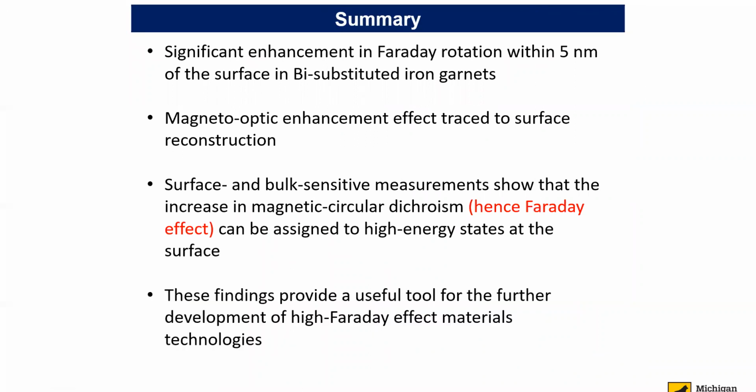So in summary, we have a significant enhancement in Faraday rotation within 5 nanometers of the surface in bismuth substituted iron garnets, a magneto-optic enhanced effect traced to surface reconstruction. Surface and bulk sensitive measurements show that the increase in magnetic circular dichroism can be assigned to high energy states at the surface. These findings provide a useful tool for the further development of high Faraday effect material technologies.